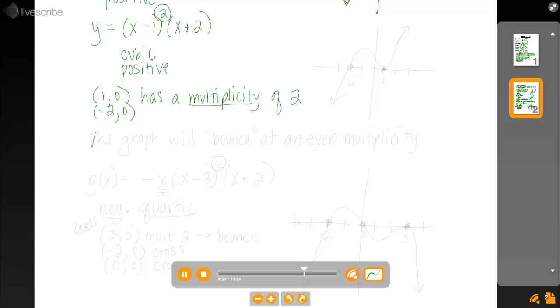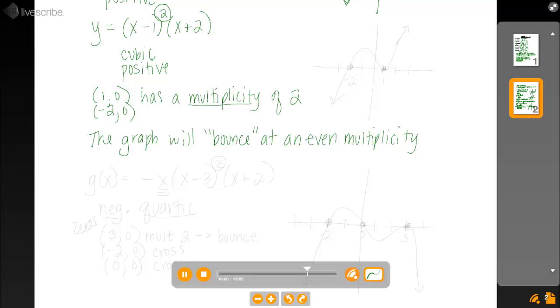What's going to happen at the multiplicity of 2? It turns out that the graph will bounce at any even multiplicity. So if the multiplicity was 6 or 4, the graph would kind of bounce off that 0.